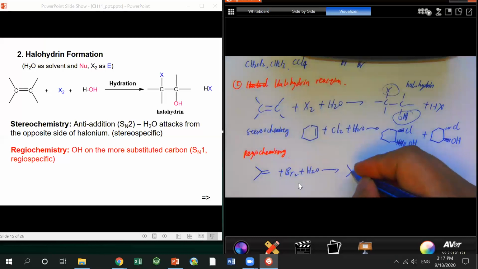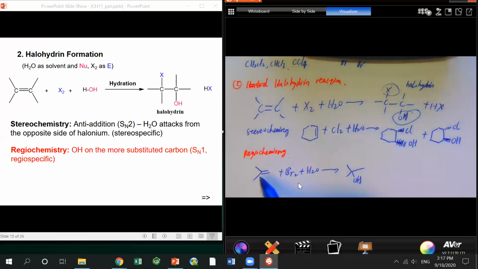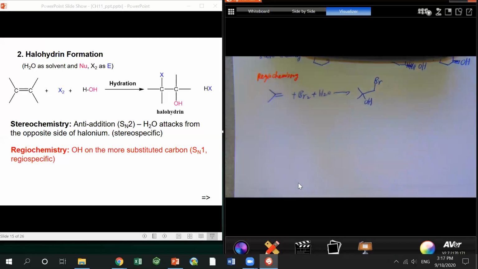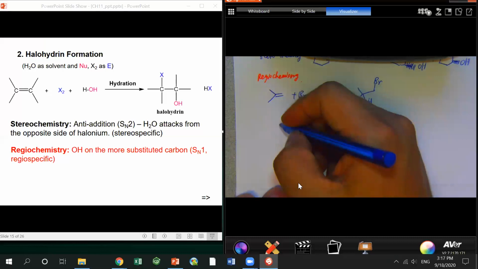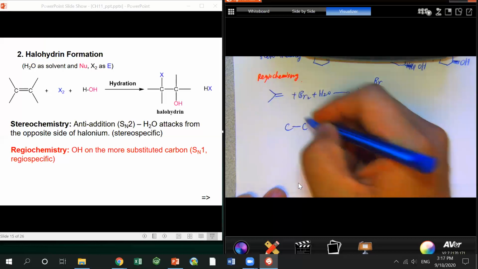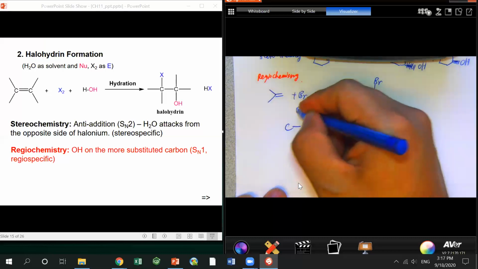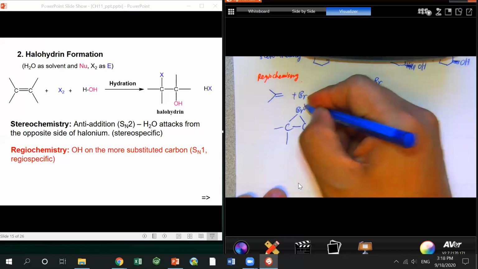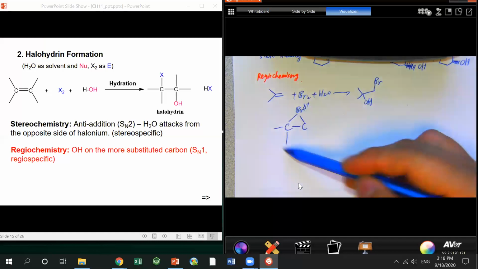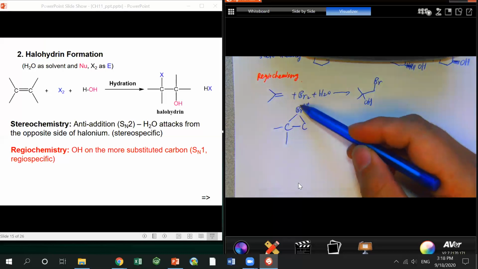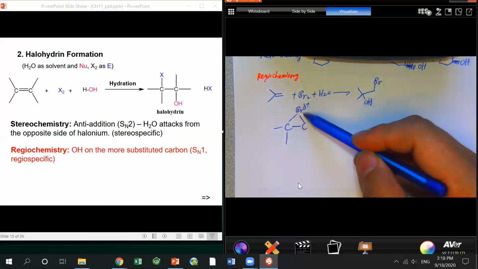water goes to the more substituted carbon, and then bromine goes to the other carbon. So why is that? The reason is the intermediate. For this reaction, once you add the bromine, I will ignore the first step, which is the same as the other bromination. You generate this intermediate, and this positive charge won't stay on the bromine; it still delocalizes.